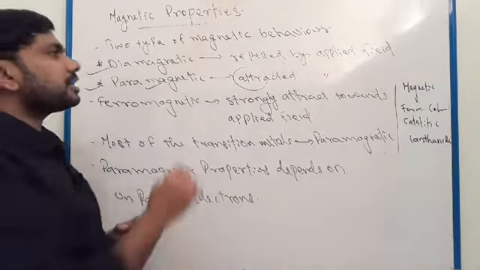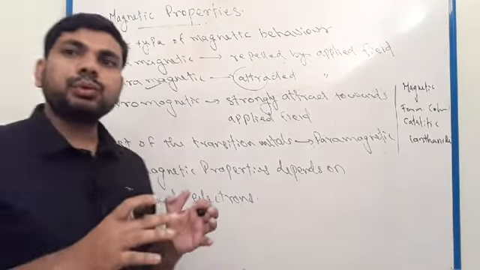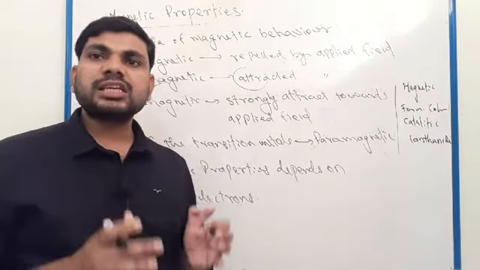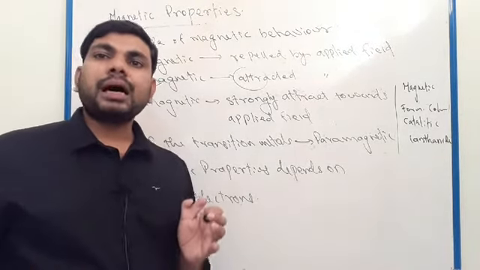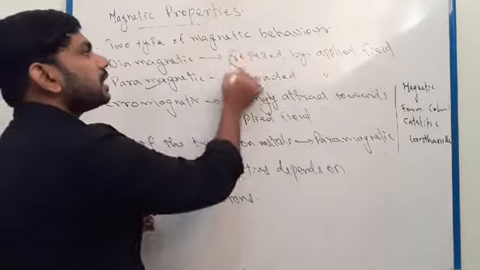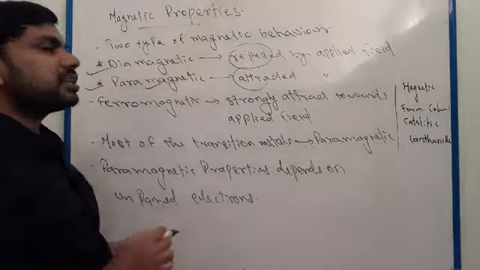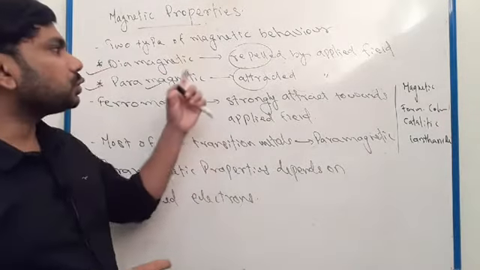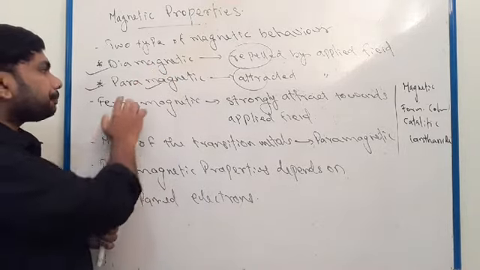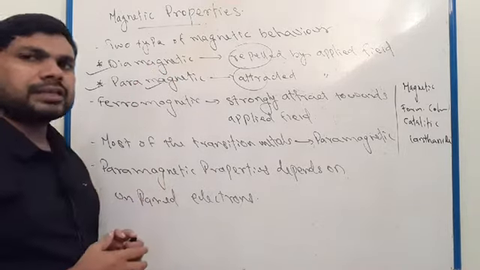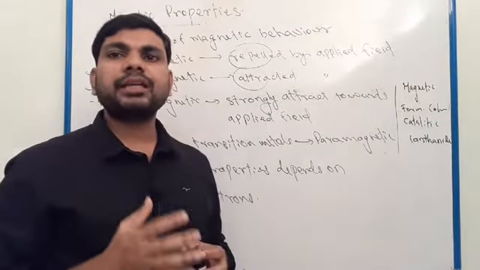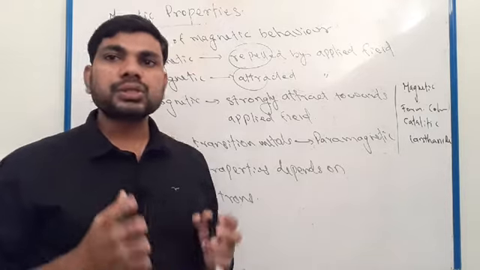Similarly, diamagnetic substance means the substance will repel with the external magnetic field, with the applied magnetic field. Such types of substances are called diamagnetic substances. So these are the two different types of magnetic properties, diamagnetic and paramagnetic. Most of the D block elements are paramagnetic in behavior.